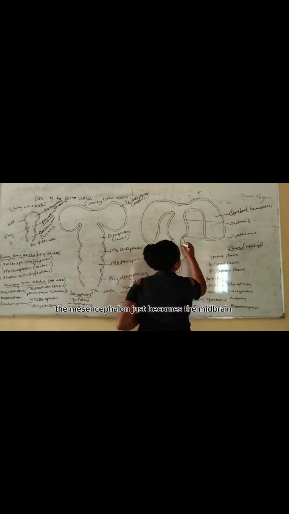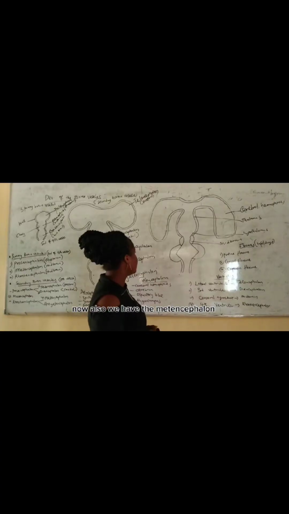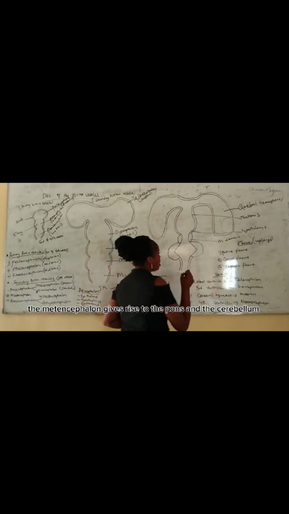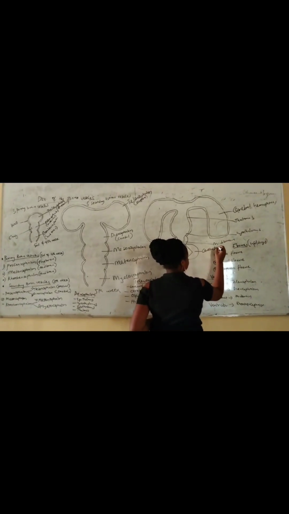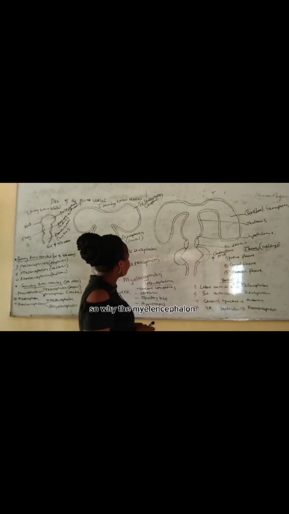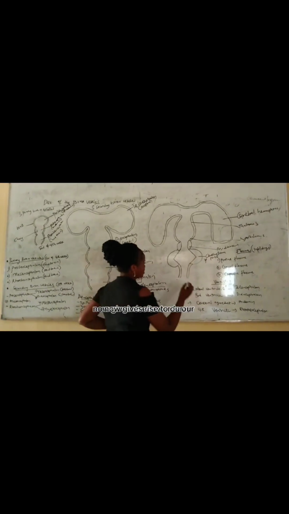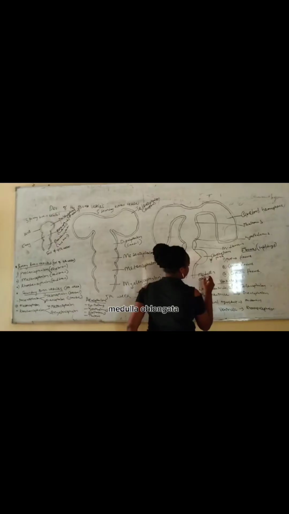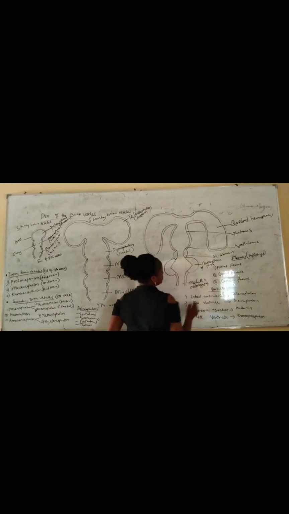Now, the Mesencephalon just becomes the midbrain. Also, we have the Metencephalon. The Metencephalon gives rise to the pons and the cerebellum. So we have the cerebellum and the pons. Then the Myelencephalon gives rise to our medulla oblongata. So, these are the necessary things you need to note.